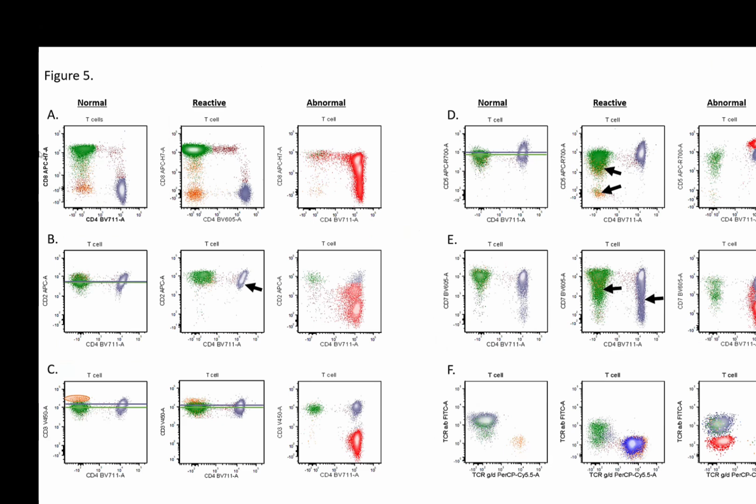Figure 5 shows you an example of how the antigens change and the different patterns between normal, more reactive changes, because we don't live in a sterile environment, right? And how it looks when you have an abnormal population. So that is why we have figure 5, to help you see the full range of normal versus reactive versus abnormal.